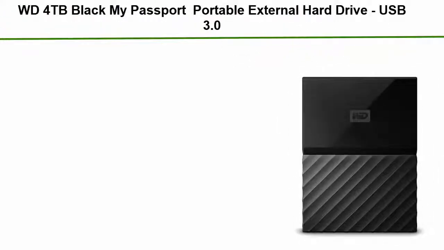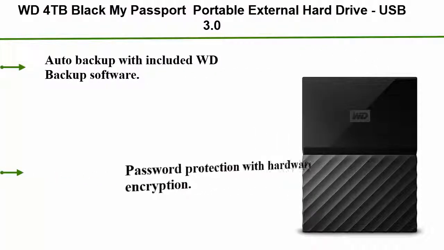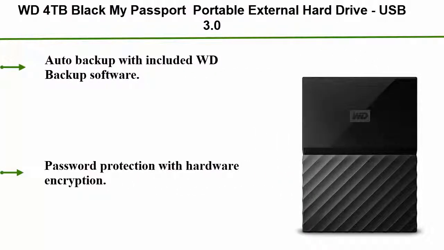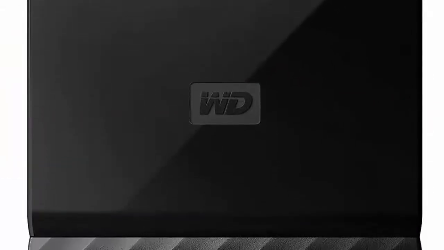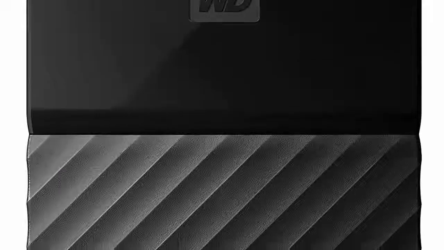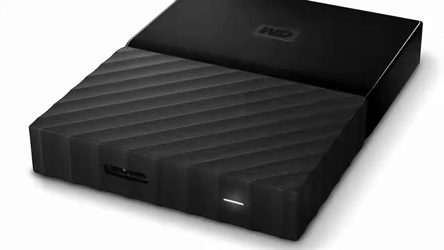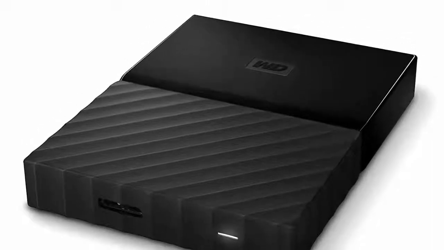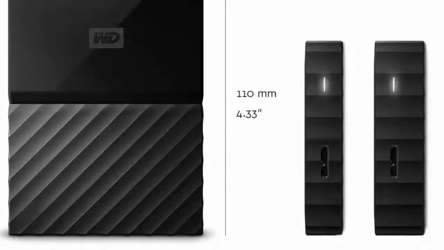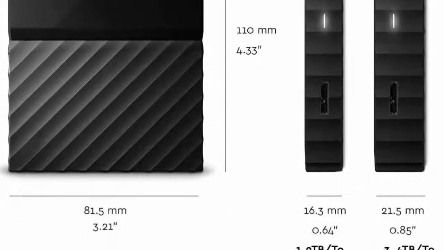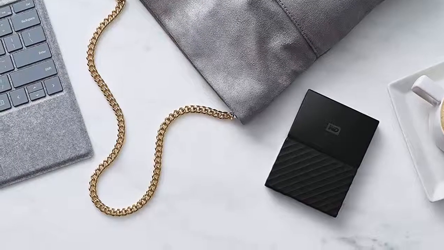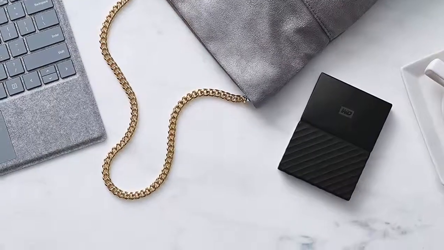Top 1. WD 4TB Black My Passport Portable External Hard Drive, USB 3.0. Auto backup with included WD Backup software. Password protection with hardware encryption. Trusted drive built with WD reliability. USB 3.0 port, USB 2.0 compatible. System compatibility: Windows 10, Windows 8.1, Windows 7. Requires reformatting for Mac OS X operating system. 3-year manufacturer's limited warranty.